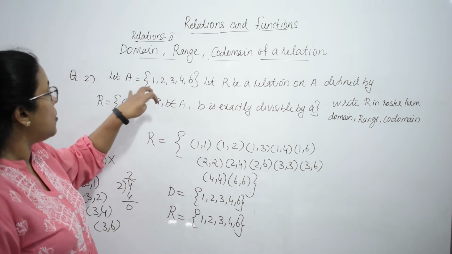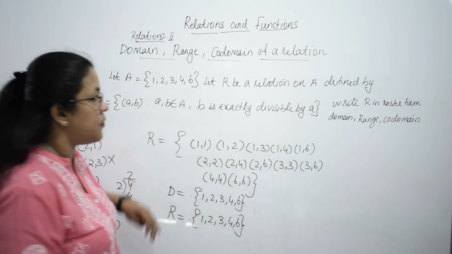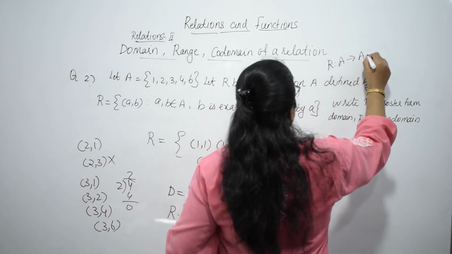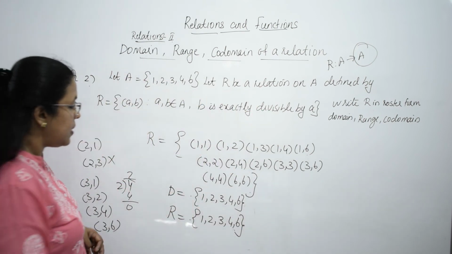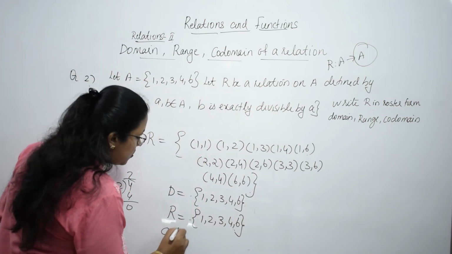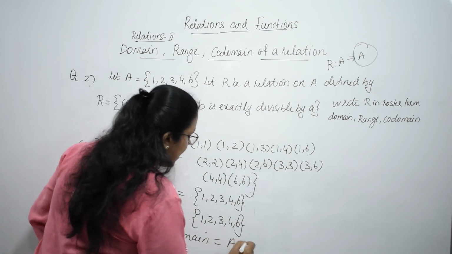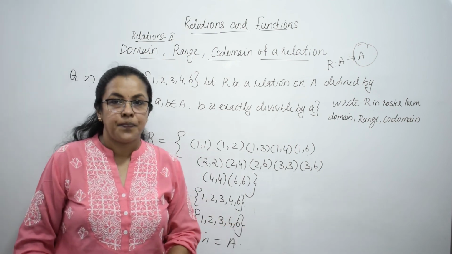And what about the codomain? Codomain is also 1, 2, 3, 4, 6. Why? Because R is a relation from A to A. This gives the codomain. So, what is the codomain? Codomain is also the set A itself, or set 1, 2, 3, 4, 6.